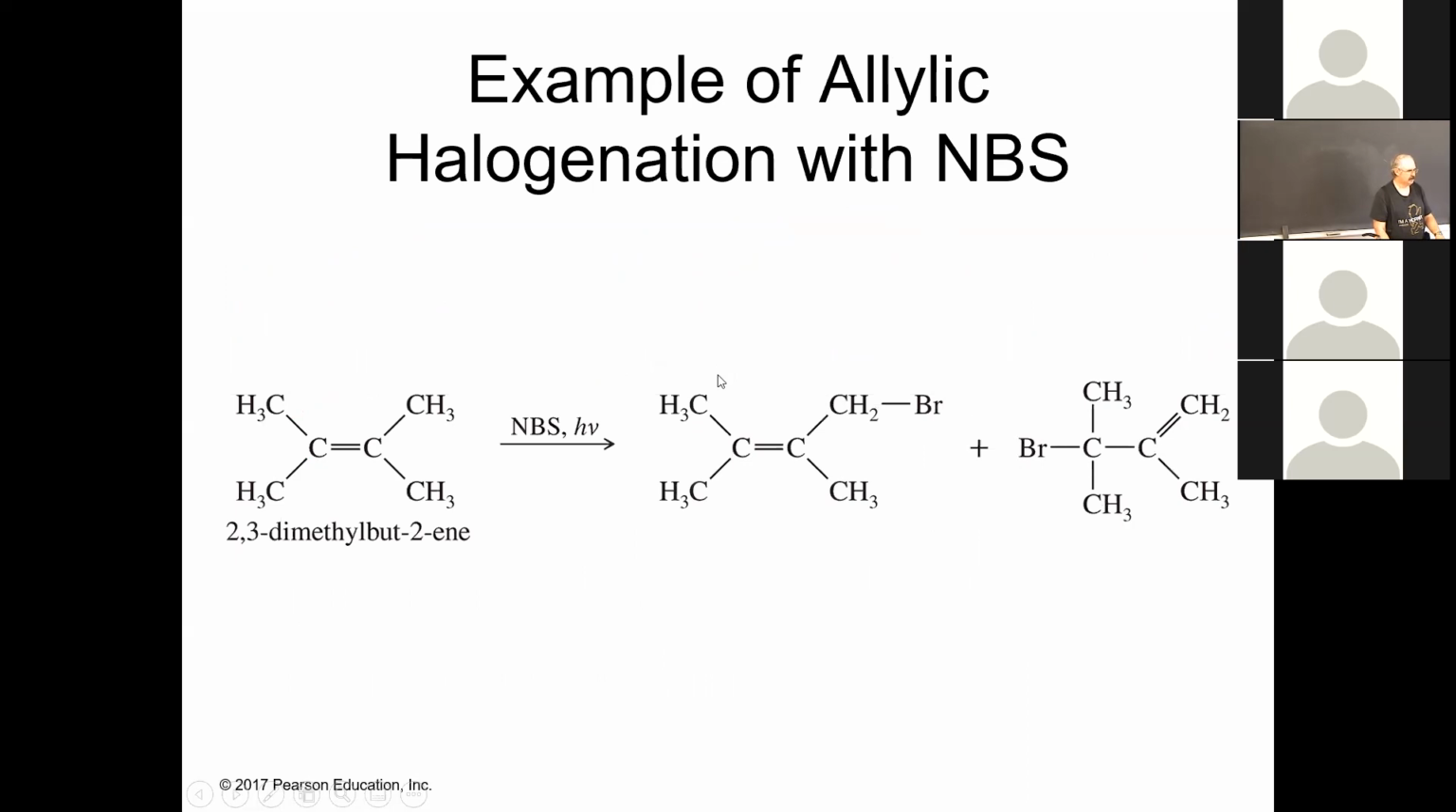Okay, in this case, because of delocalization of the free radical, we're going to end up with two different products. Okay, the two resonance forms are not equivalent. Okay, so in the termination step, we're going to get two different products.